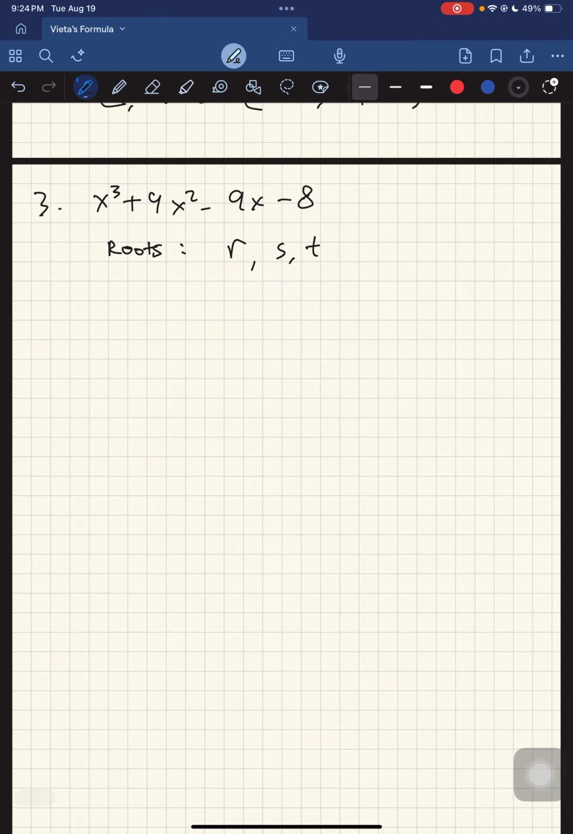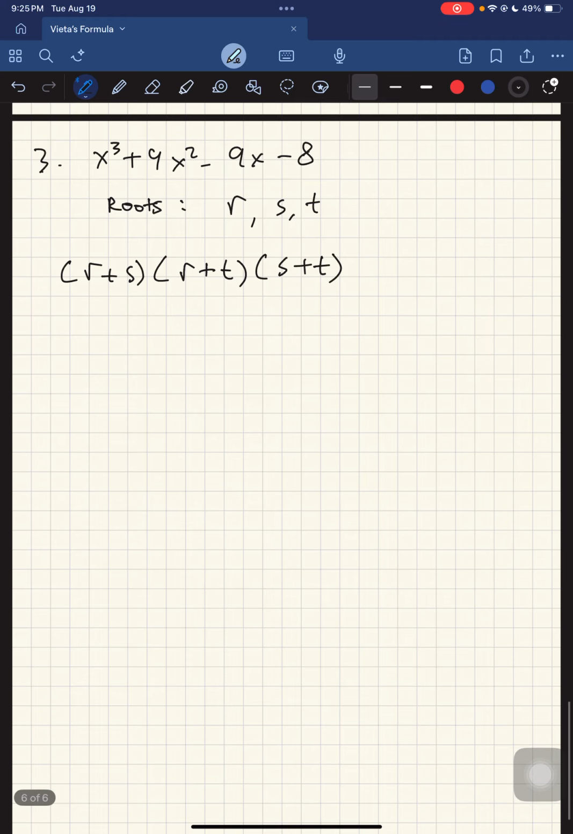So now what we are asked to find is r plus s times r plus t times s plus t. Now there are two ways to solve this. One is more bashy, more like just algebra, whereas the second one is shorter and more clever, and I'm going to go over both of them. So first, for the longer solution, we can just multiply everything out.